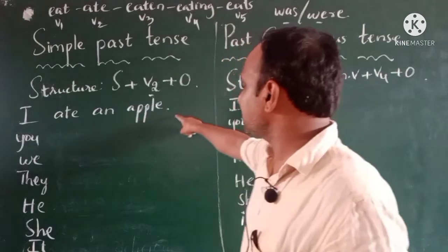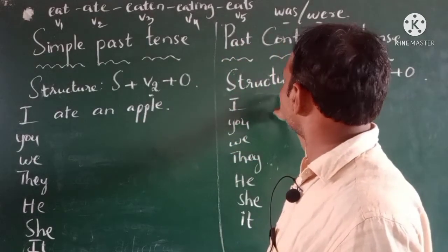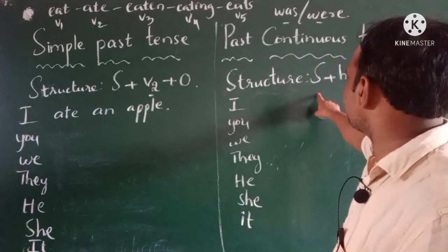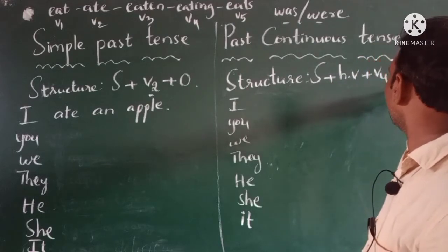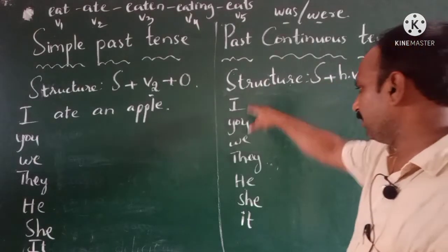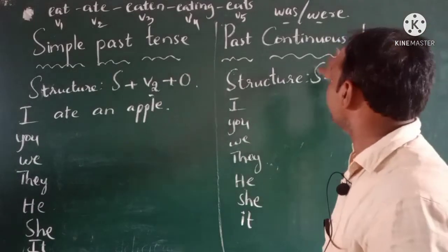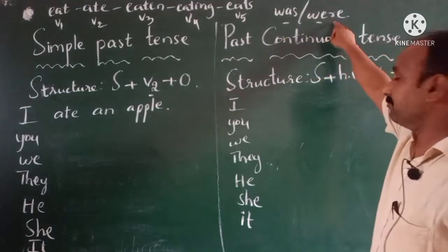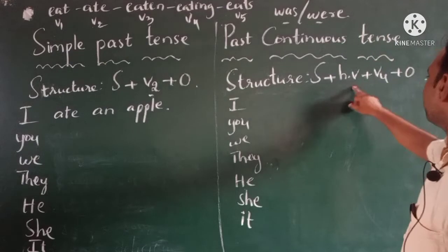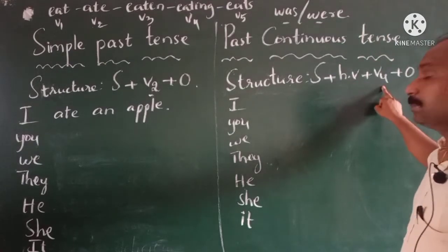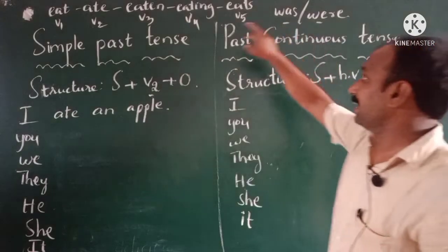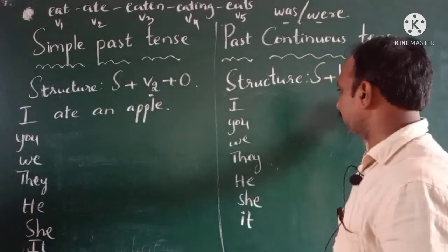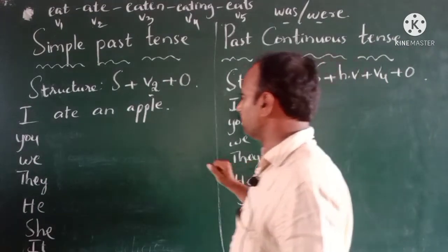And now to write this in the past continuous tense, we have to know the structure for the past continuous tense here: subject, helping verb, verb 4, and object. Subject means already I have written all the subjects here. Helping verbs, two helping verbs are there for the past continuous tense. One is was, the other one is were. And now after helping verbs, verb 4, that is a present participle, that is ing form, like eating, will be here, and next the object. So if you know the structure properly, we can write the examples easily.